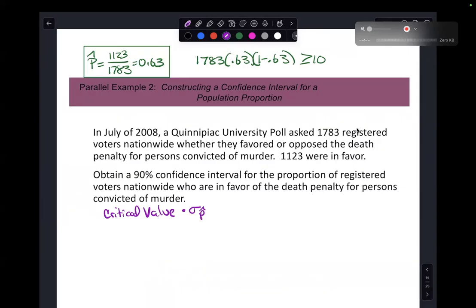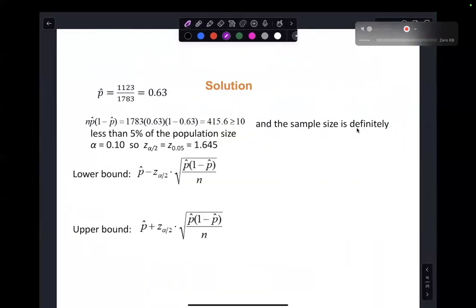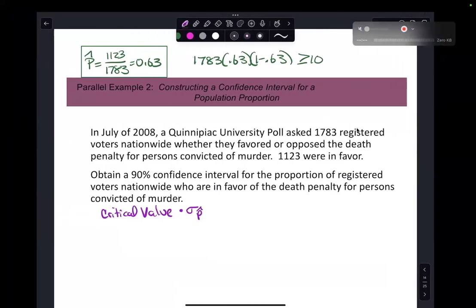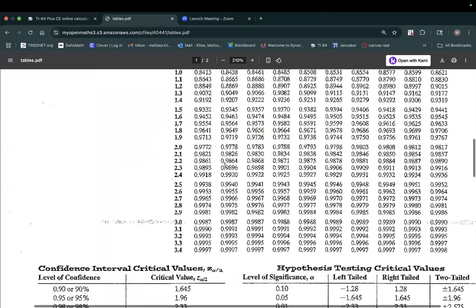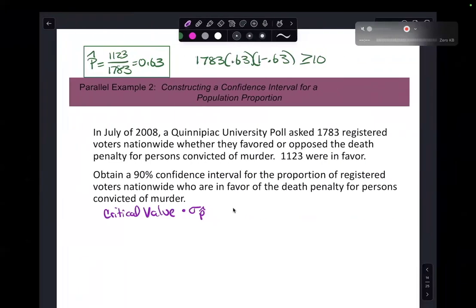This is a 90% confidence interval. So let's bop on over to our t table, or sorry, our z table. It is on my computer. Let's pop on over here. So at a 90% confidence interval, my critical value is 1.645. I do not know why at 90% and 99% they go to 3 decimal places. I have no idea why, but they do. So I'm going to use 1.645.